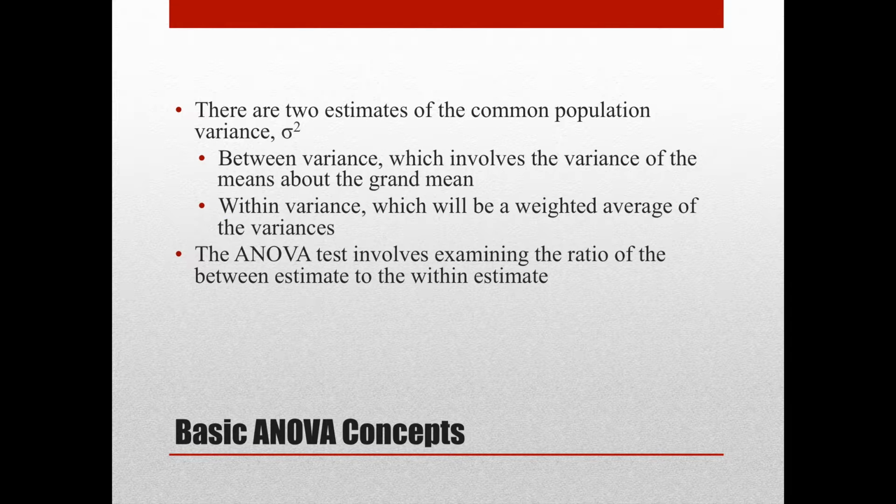Okay? So, guys, there are two estimates of the common population variance, the between variance and the within variance. And clearly, ANOVA gets a measurement on the ratio of these two variances by looking at the F statistic. Remember again, between variance is the variance of the means around the grand mean, and the within variance is the weighted average of the variances. And if you look at the formula for the F statistic, that's pretty clear.